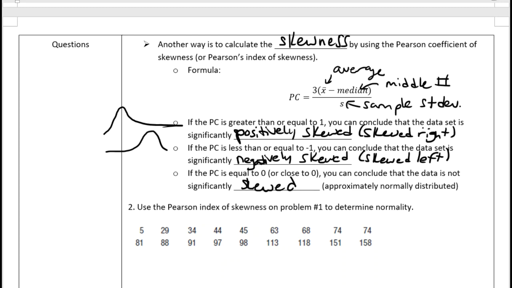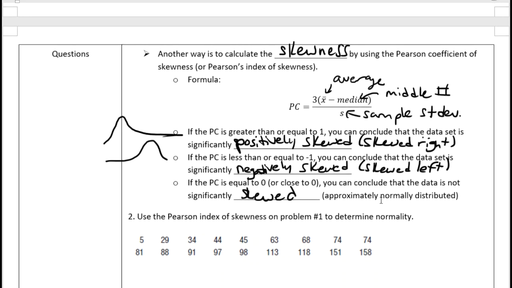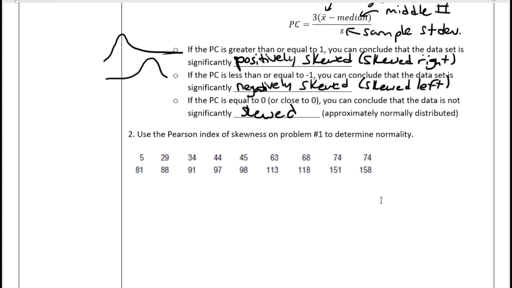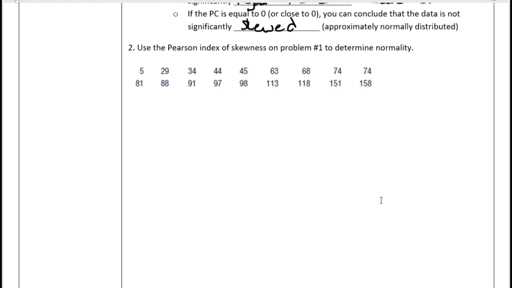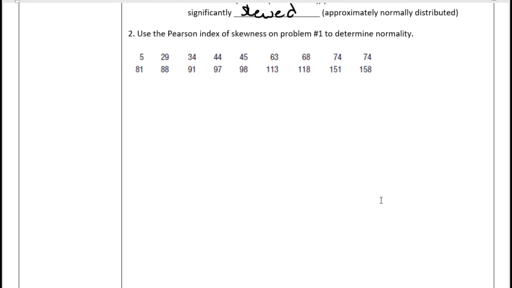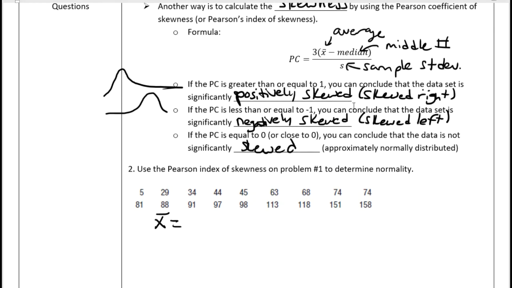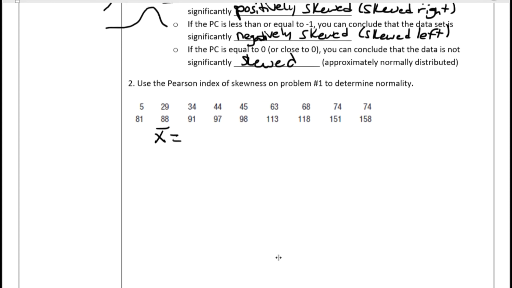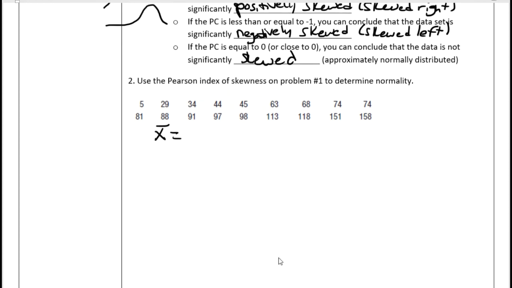All right, so we're going to use the same problem set as number 1 to determine whether it's normal using the Pearson coefficient. First things first, we've got to find the x bar, since that's part of the formula. If you look at the formula, we need x bar, the average. So to find the average, you just add the numbers up and then divide by how many numbers you have.